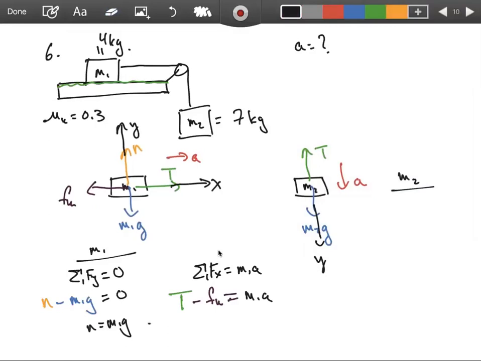So let's go ahead and plug that in. So I get T minus mu sub K, M1G is then equal to M1A. And if I know the tension, which I don't, where's the tension going to come from? Well, it's going to come from the other mass. So let's look at that.